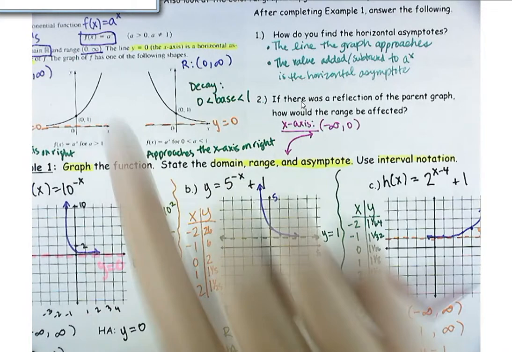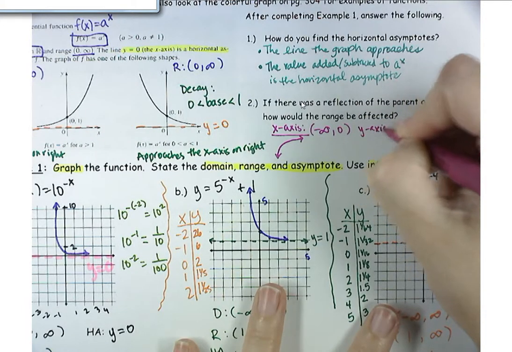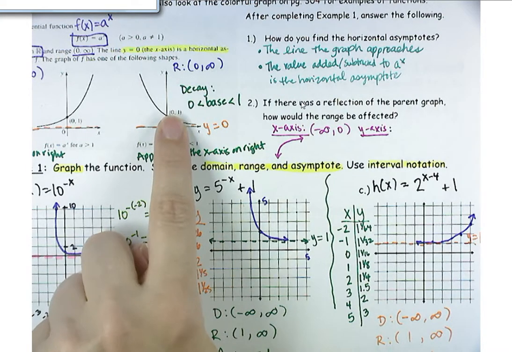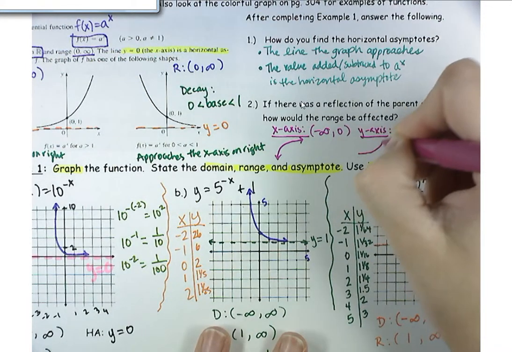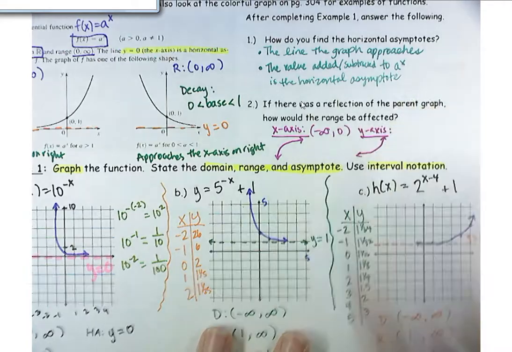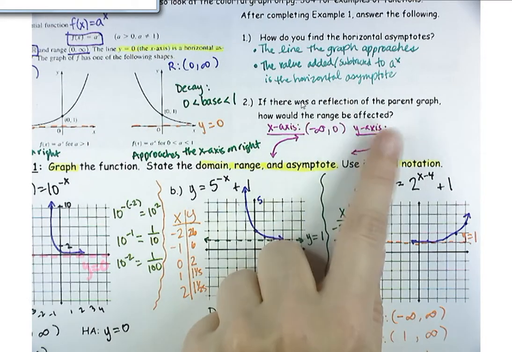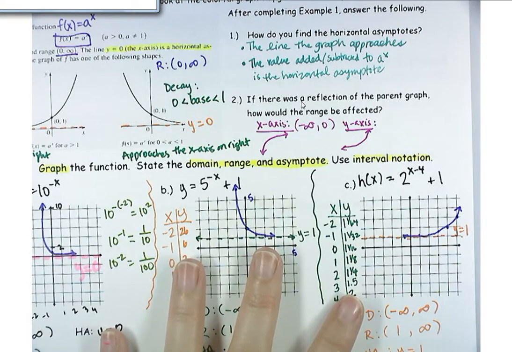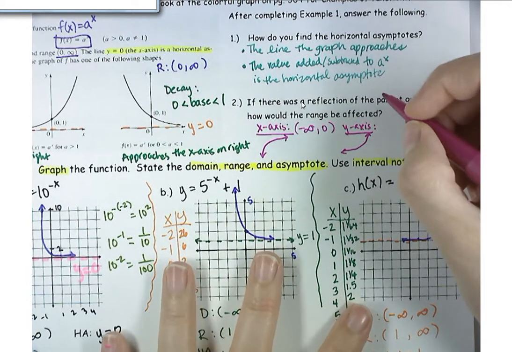Okay, now if we did a reflection over the y-axis, we'll do the same one, right? Instead of it going this way, it would be going this way, which really looks just like this function. And what would our range for that be? I'm going to take this one. Okay. It would be 0 to infinity.